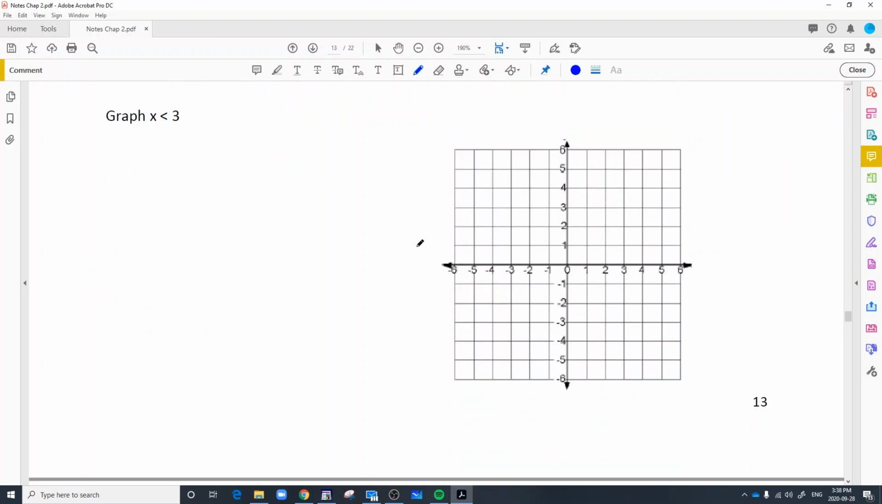Last one is this graph. Now, technically, if this was chapter 1, you would just go like this. Now we have to figure out how to take a one-dimensional answer and draw it two-dimensionally. So the first thing we're going to do is draw our boundary line.